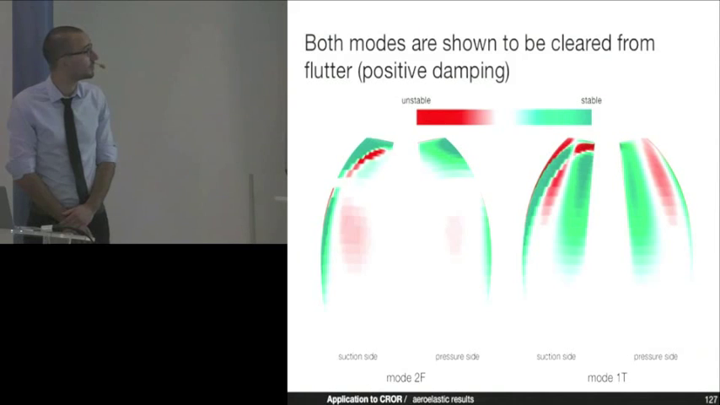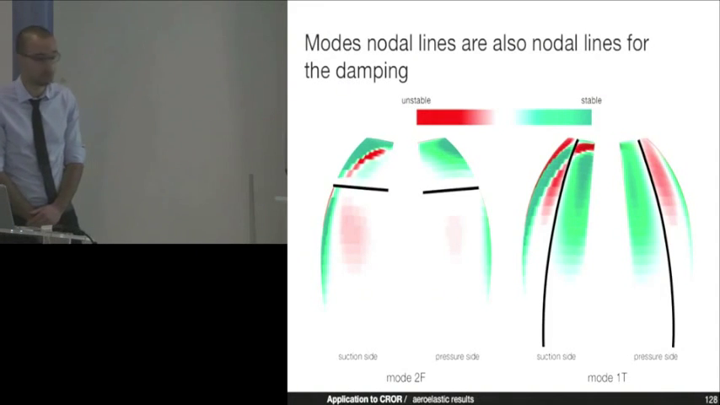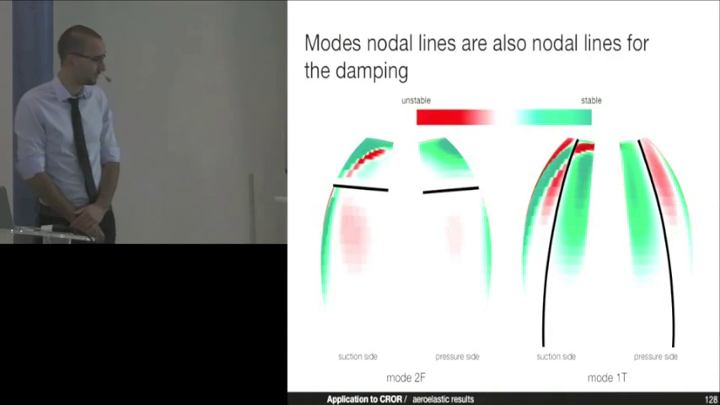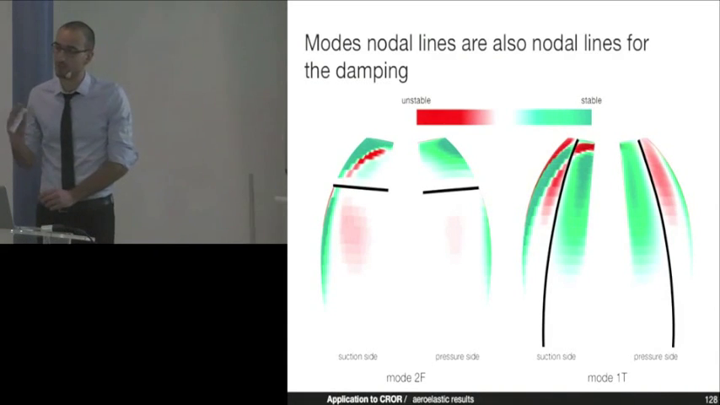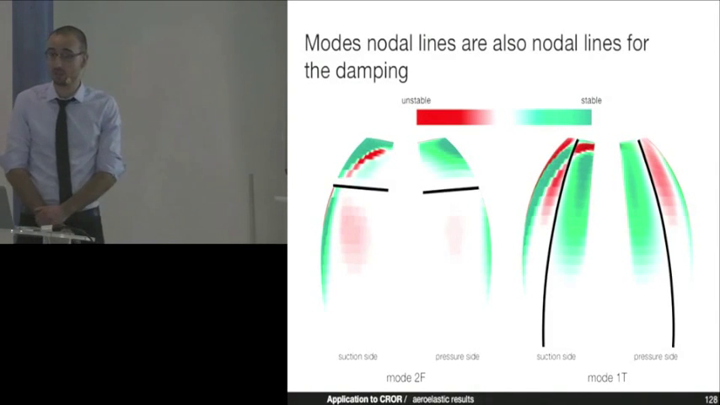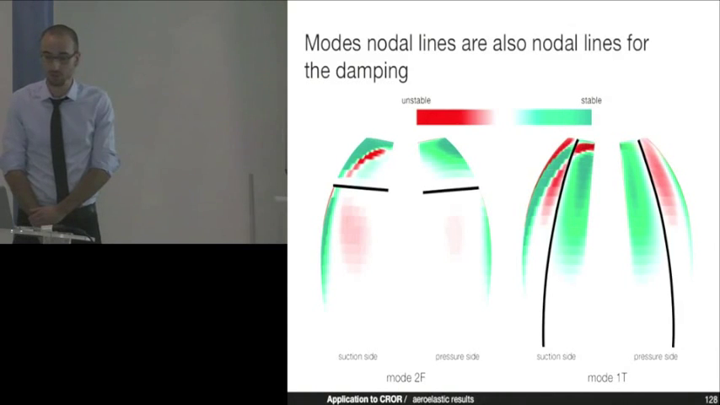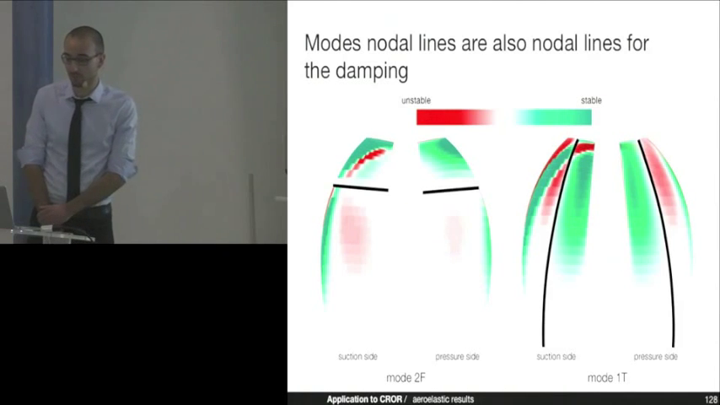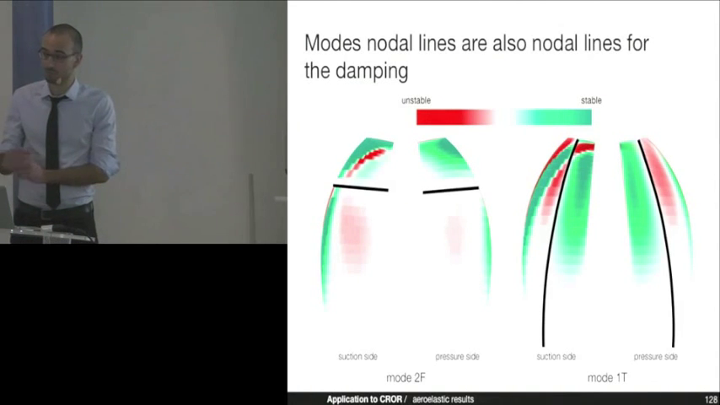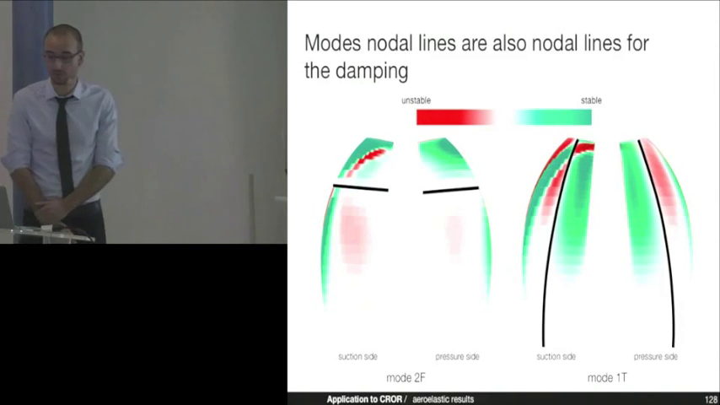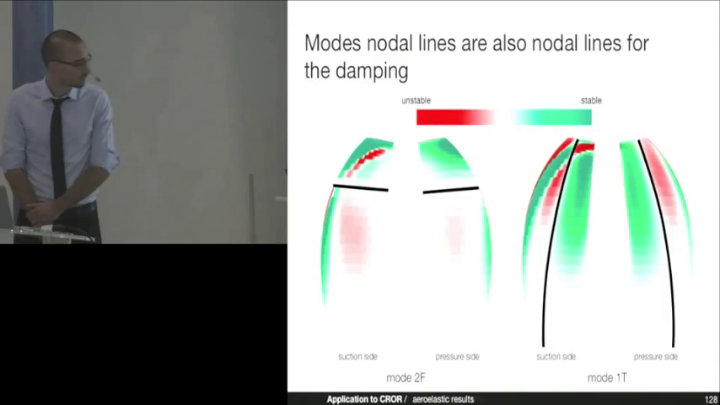We can also observe that modes nodal lines are also nodal lines for damping. In fact, for the first torsion mode, on the right side of the picture, you can see that there is an axis around which the mode oscillates, and this axis is actually a line for which the local excitation is null. For the second flexion mode, you can see also that you have the flexion mode that is bending around an axis, and this is shown in black, and this is also a line where the local excitation is null.